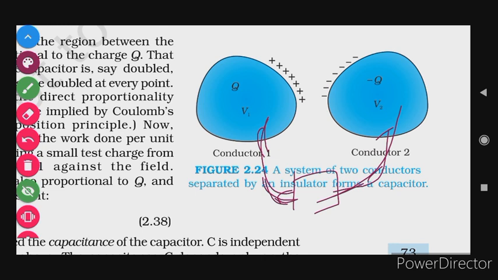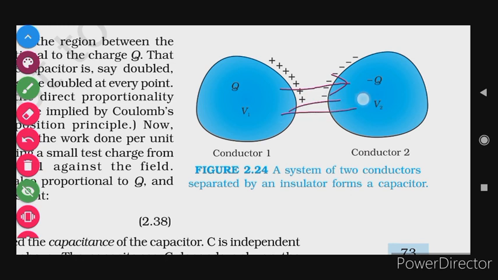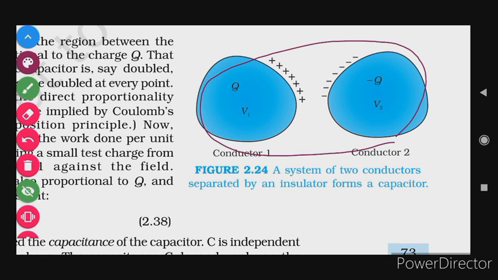So with this imbalance of charges, there is electric energy stored. And you can see there is an electric field in between. So we can say that electric energy is stored in the form of an electric field in these two conductors, that is, the whole capacitor. And one more thing: the net charge of the whole capacitor is 0.